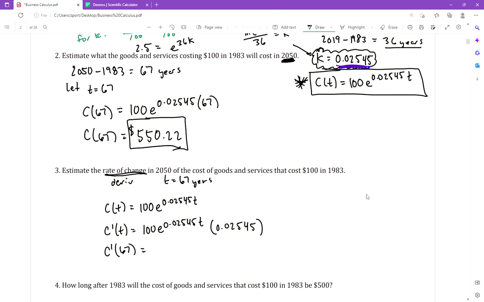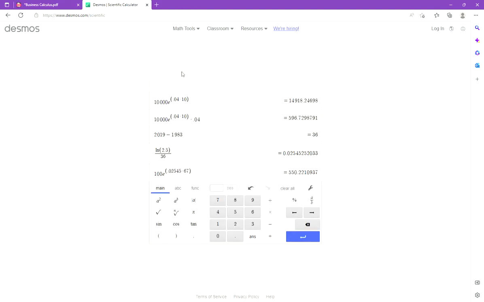So still using a calculator, so I'm not really caring about simplifying this. I'm just going to plug it in. Okay, so 100 e to the 0.02545 times 67 up there in the power, and then times, eventually after all of it, 0.2545. Okay, so there's our setup, and then back to the scientific calculator, or Desmos.